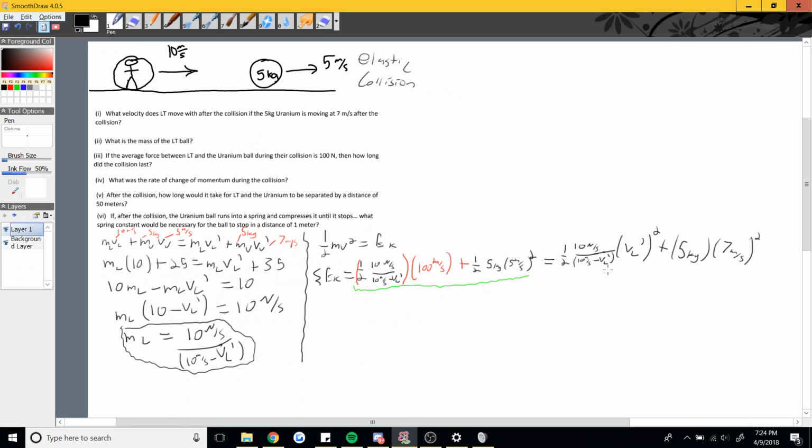So let's start simplifying. We're going to simplify this bad boy. Start off by getting rid of these nasty little fractions. We're going to multiply both sides. Well, let's find the numbers that we already know. It's going to be 1/2 10 Newton seconds divided by 10 meters per second. You know the business. Times 100 meters per second. Plus 1/2 times 5 squared. 25 times 5.